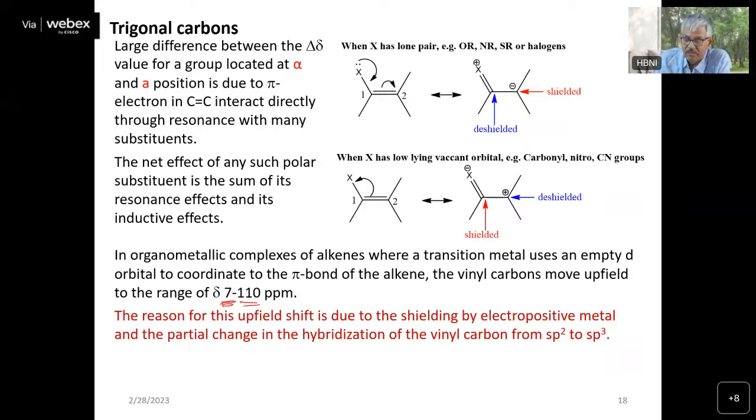The reason for this shift is the shielding by the electropositive metal. That is a diamagnetic shielding by the electropositive metal and the partial change in the hybridization. When the metal bonds to the alkene, the hybridization changes from sp2 to sp3, and we have seen that when you do that change, there is a significant change in the chemical shift, because all sp3 carbons come within 40 ppm, whereas all sp2 carbons come beyond 110 ppm. Okay, so these are the two reasons.